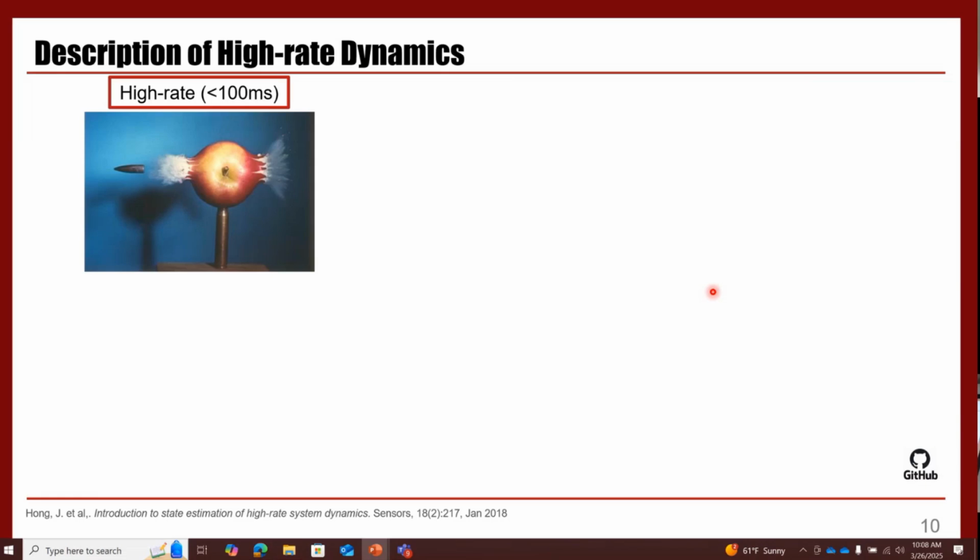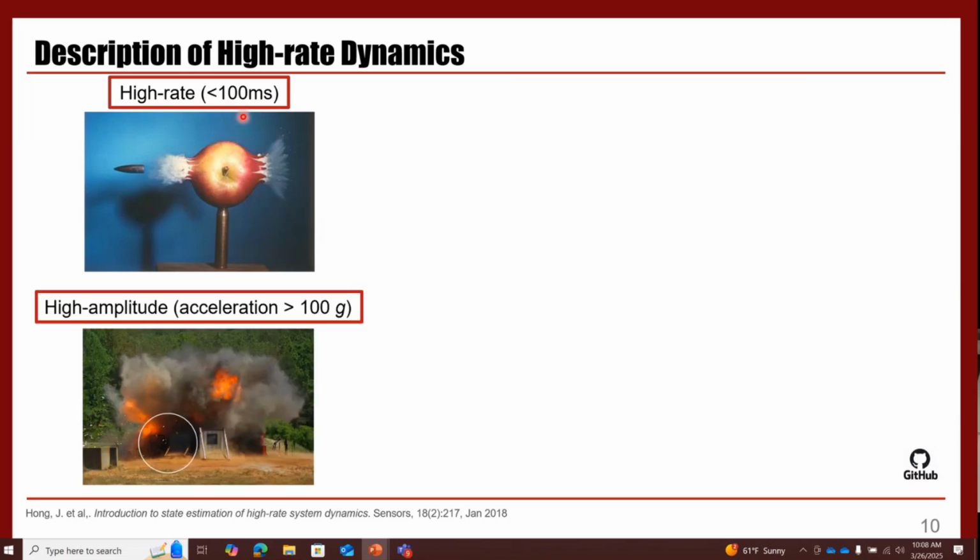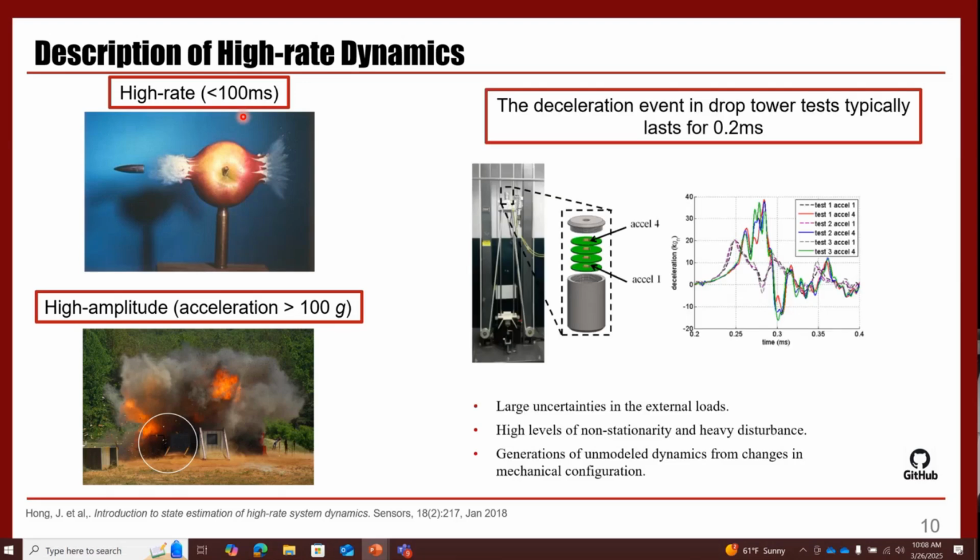So now, why do we regard these events as being high rate? The reason we call them high rate is that they are very fast. They occur within a very short time, that is, usually less than 100 milliseconds. And they also have high amplitude, in the sense that there is high acceleration accompanying these events, usually greater than 100 Gs.